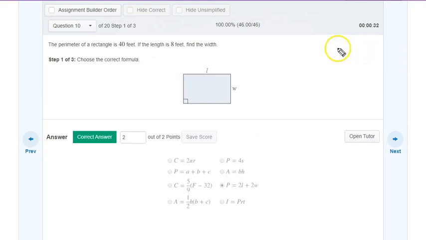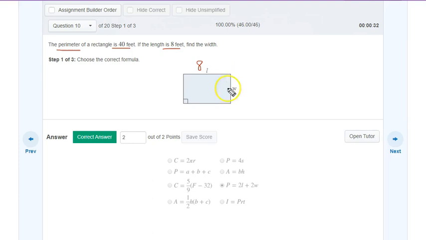Now, this problem comes in a number of steps. Here we're looking for perimeter. The perimeter is 40 feet, and the length is 8 feet. And we can label this a little bit. So this is going to be 8. We don't know our W, so that's what we want to solve for.